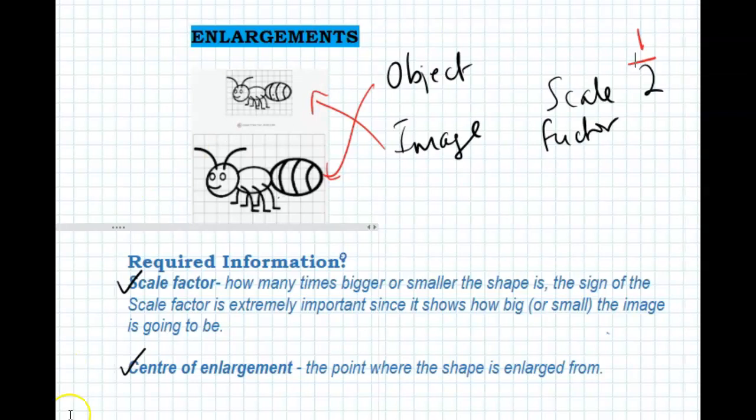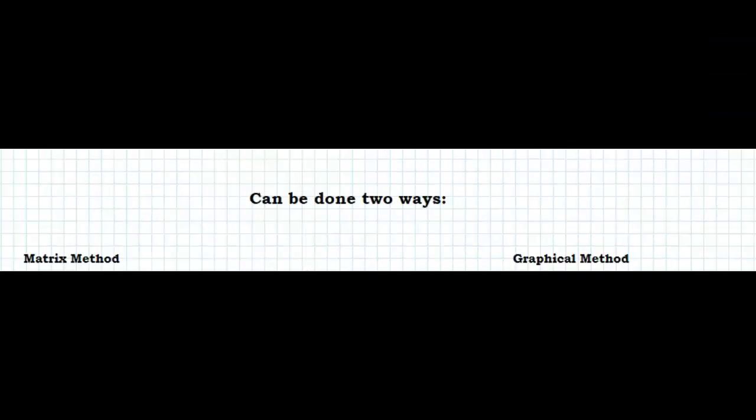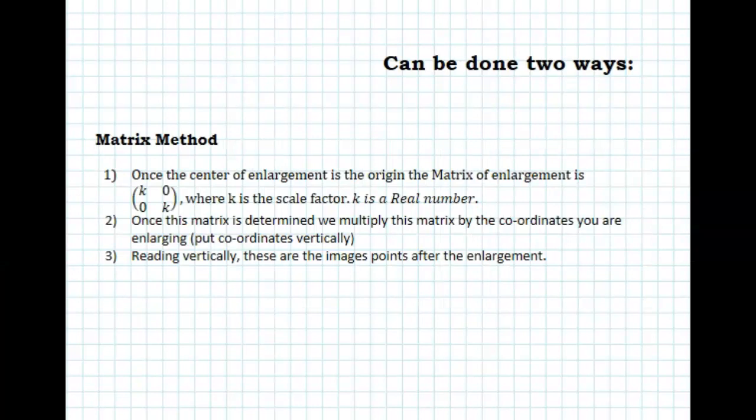So now, let me continue. There are 2 methods in which an enlargement can be done. One is using the matrix method and the other one is using graphical method. Now of course, I plan to do both methods, so I would explain both. Now this is my note for the matrix method. The only condition with matrix method is that it can only truly work if the center is 0, 0, right? Or the origin. Once this happens, then we could use this matrix method really easily, right?